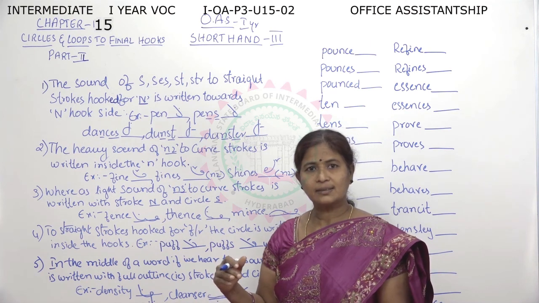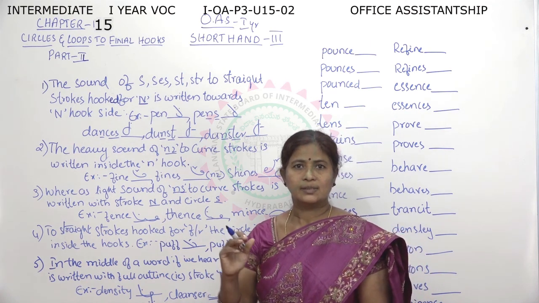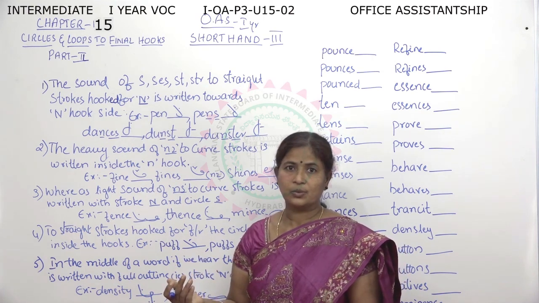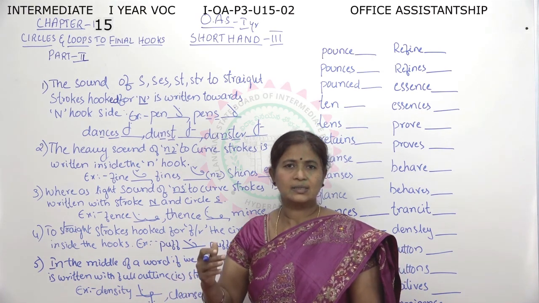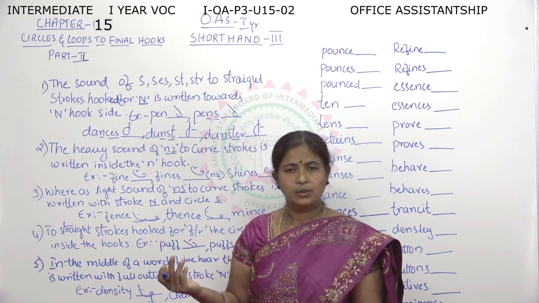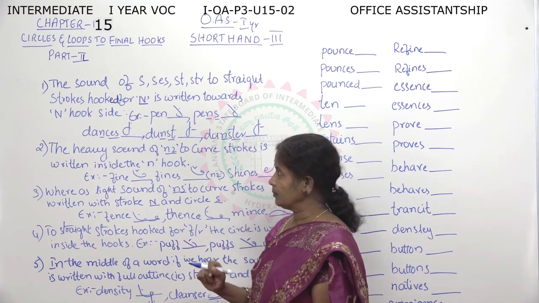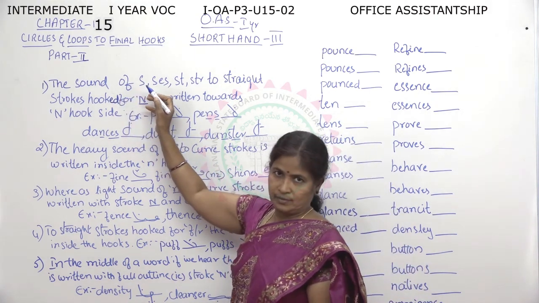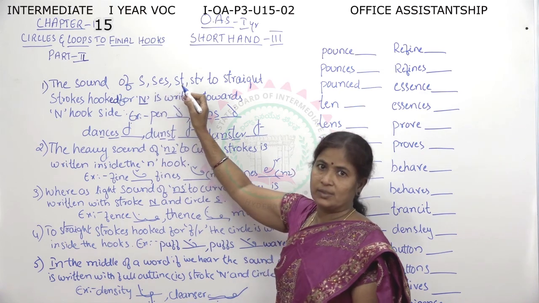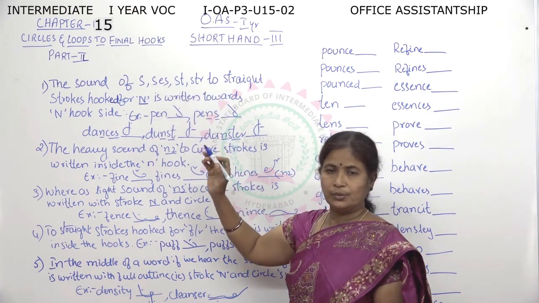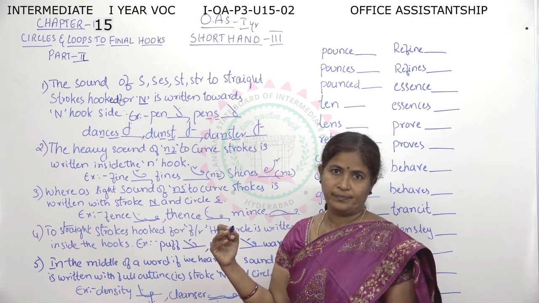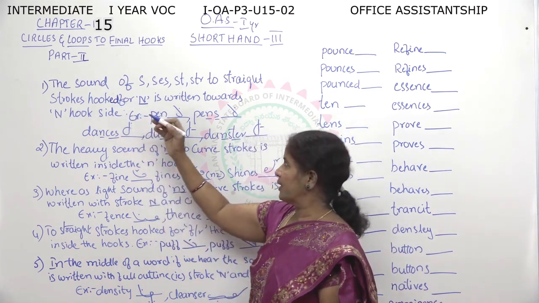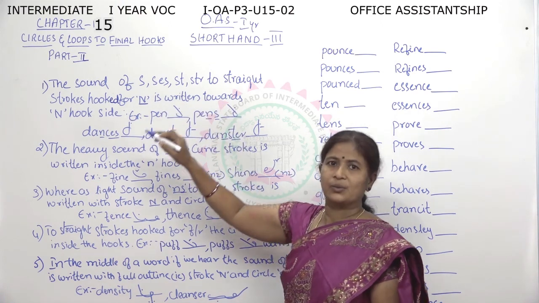Okay, they'll be asking the question: how are circles, a large circle and loops employed towards the end of a side, or how are circles and loops employed to the n hook? Number one: the sound of s or sis or st or stir to straight strokes hooked for n. How do we write? It is written towards the n hook side.